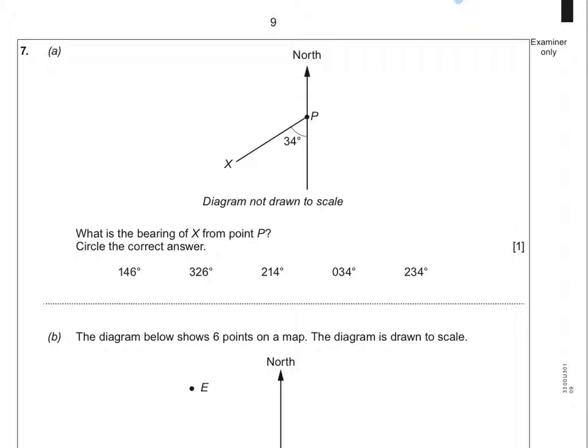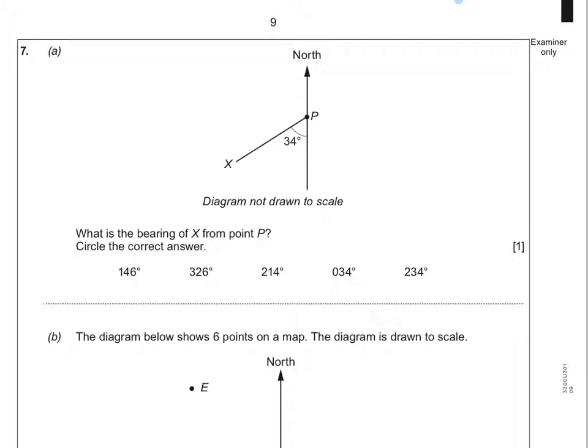For question 7, we've been asked what is the bearing of x from point P? It's important to note in bearing questions, wherever they say from is where we start. So from point P. And the thing to remember for bearings is that we always measure from the north and we go clockwise. So we're looking at what is the bearing from here round to here.